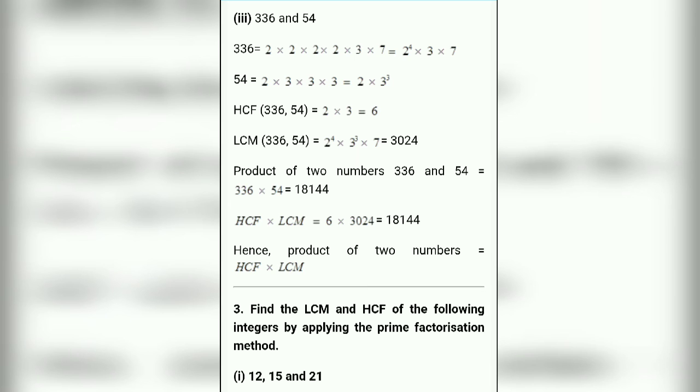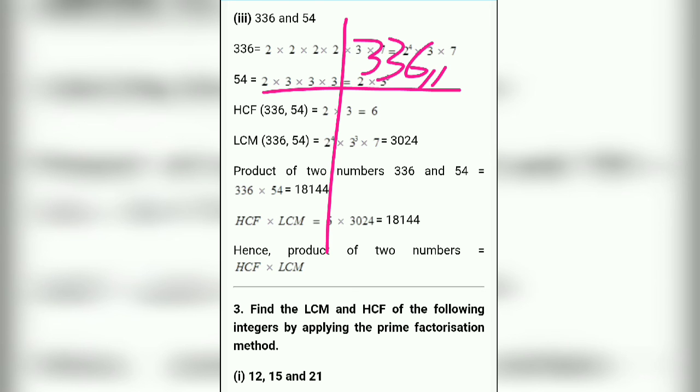336 and 54. Okay, 336 and 54. So first of all, we need to factorize this 336. Now at last we have an even digit, so we can divide by 2. 2 ones are 2, 1 is remainder.